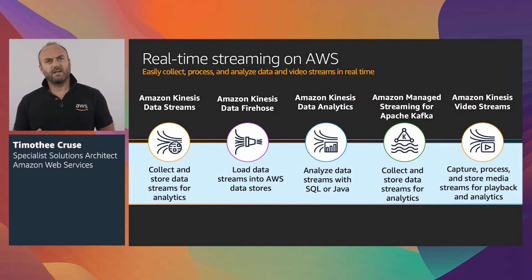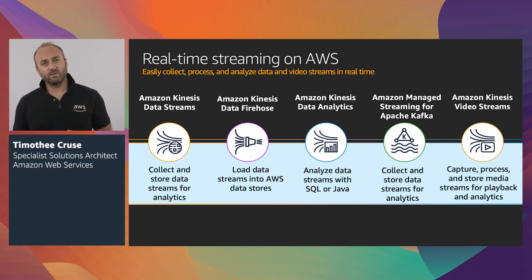Streaming on AWS is made easy. Customers can collect, process, and analyze data and video streams in real time without having to deploy massive infrastructure. The Kinesis services work together and provide flexibility and options to tailor your streaming architecture to your specific use cases. Kinesis Data Streams allow you to collect and store streaming data and scale on demand.